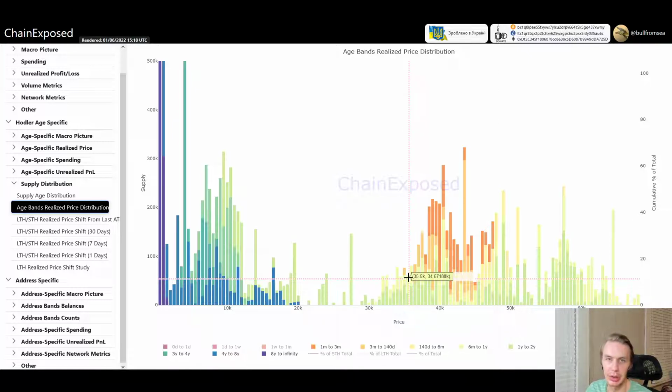So what this is visualizing is where people's cost bases are. Basically, it's showing realized price, and the idea is that when someone sold or moved a coin at this price level, someone else must have bought it at that level. That would be their cost basis. So you can think of this as the amount of coins sitting at different levels in terms of the cost basis.